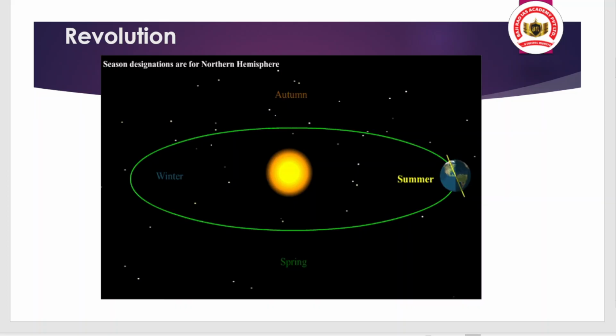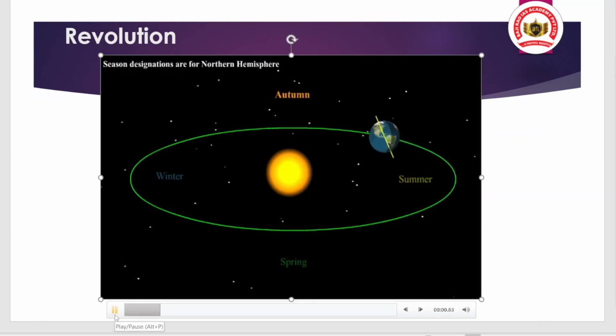So when we talk about the Earth, it is geoid in shape, and the Earth has revolution as well as rotation. When we talk about revolution, it means the Earth revolves around the Sun in an elliptical path. And how does it revolve? Look at the animation video. You can see from the video that the Earth is revolving around the Sun in an elliptical path.